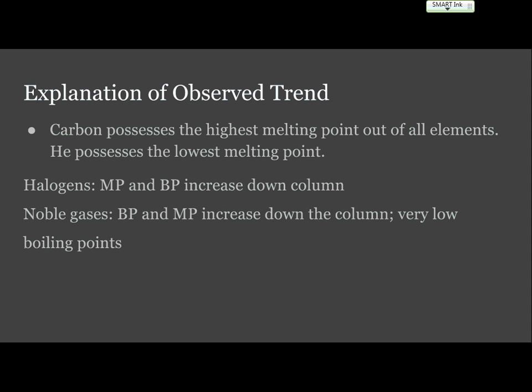Carbon possesses the highest melting point out of all the elements, and helium possesses the lowest melting point. Among the halogens, melting point and boiling point both generally increase down the column, and for noble gases, boiling point and melting point also increase down the column. They have very low boiling points. Carbon is literally never by itself. Why? That's coming up.